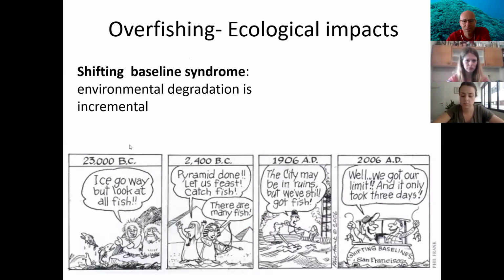So this is another way of looking at this. This is 2300 before BC. Look at that full fish. 2000 before BC, pyramid done, let's feed and catch fish. There are many fish. 1906, the city may be in ruins, but we still got fish. 2006, well, we got our limit, and it only took us 3 days. All right, and they're all happy. That's the thing about it: we're all happy.